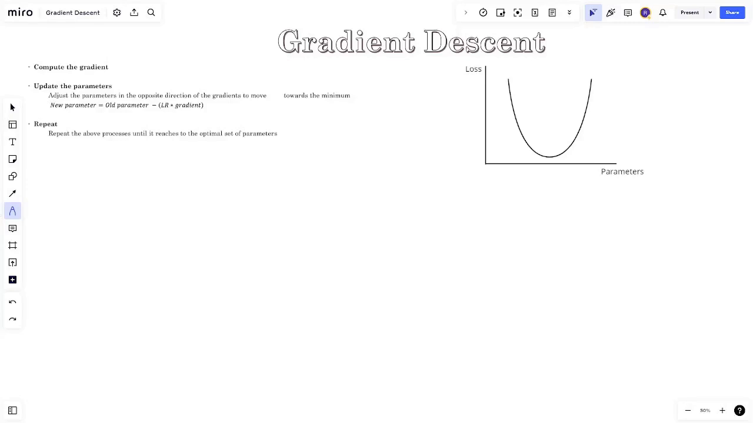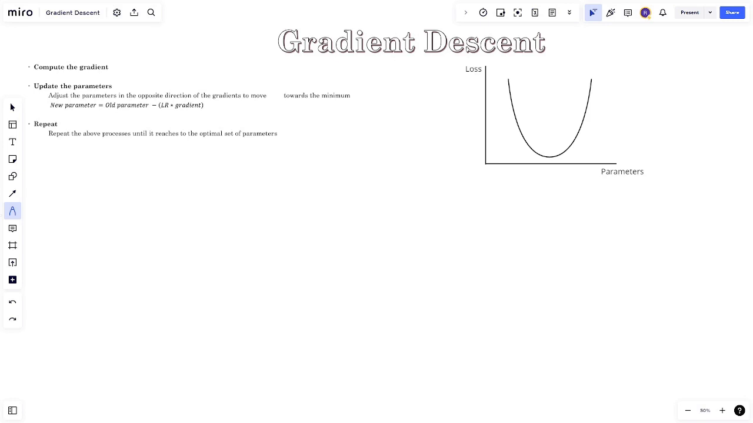Hello everyone, in this video we will look at the gradient descent algorithm. Gradient descent is a very popular algorithm used around the world. Due to its effectiveness, it is still used in neural networks and deep learning. Now let's get started to see how the gradient descent algorithm works.